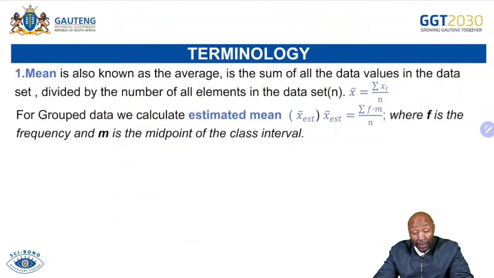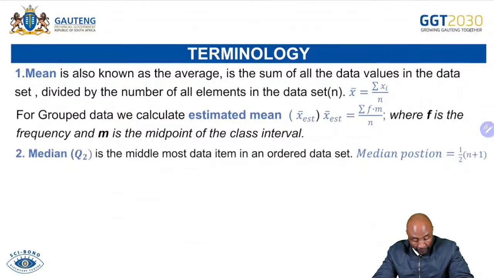Now, for grouped data, we calculate an estimated mean, and we use the symbol X bar for our mean, our summation sign, and for estimated mean, it is the frequency times the midpoint of each interval, and our N is the cumulative frequency or the total number of our items in the data set.